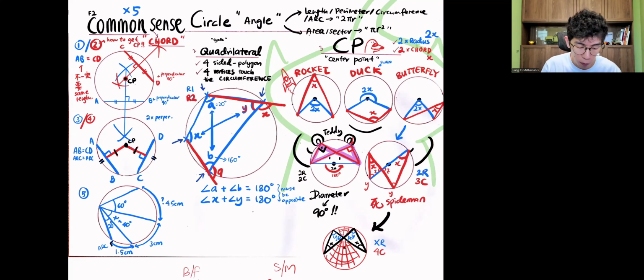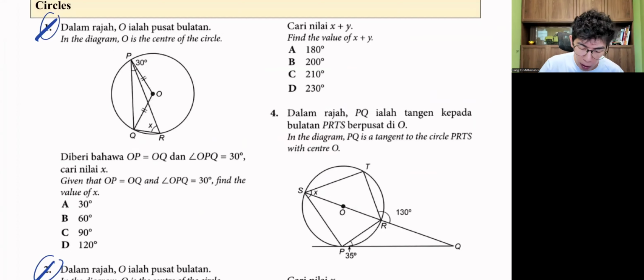So now, I'll move back. I will tell you what I see. Rocket, duck, butterfly, the 90 degrees, or maybe the Spider-Man thing. Okay, everyone. So over here, let me tell you what I see. You see whether you manage to see or not. Okay, quadrilateral, skip, we don't have it. You don't have 4 points that touch the circumference, right? Center point, yes, center point.